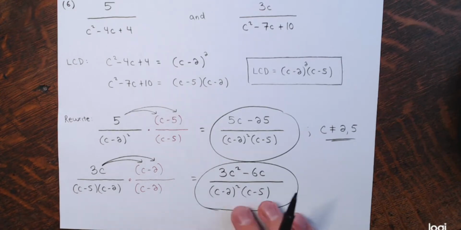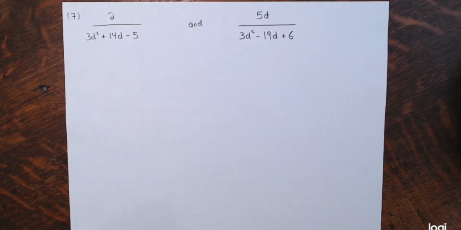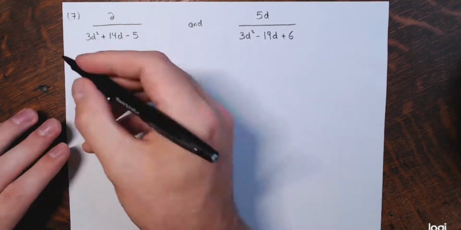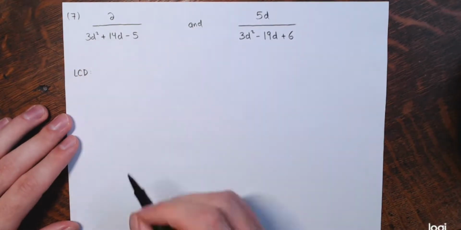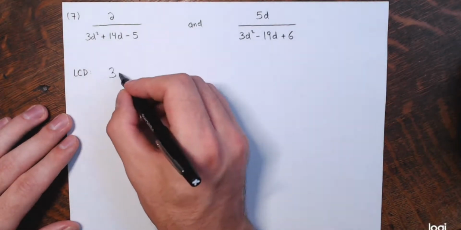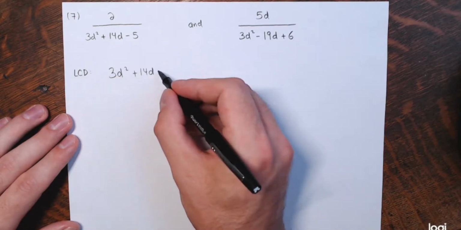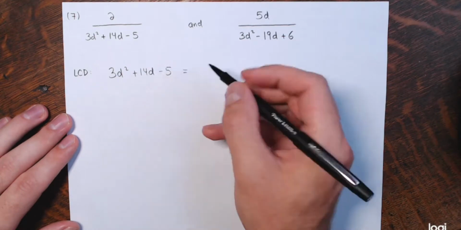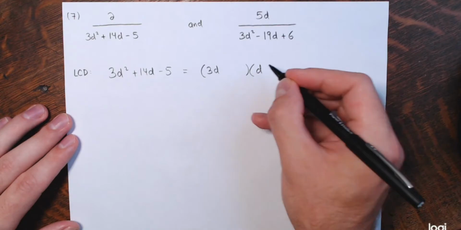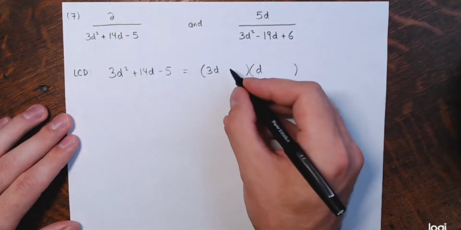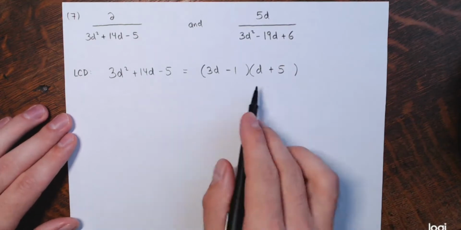Alright, example 7. Same instructions. First, I find the least common denominator. So the first denominator, right, is 3d squared plus 14d minus 5. Factor that completely. And that would factor to 3d minus 1 times d plus 5. And you can check by foiling.